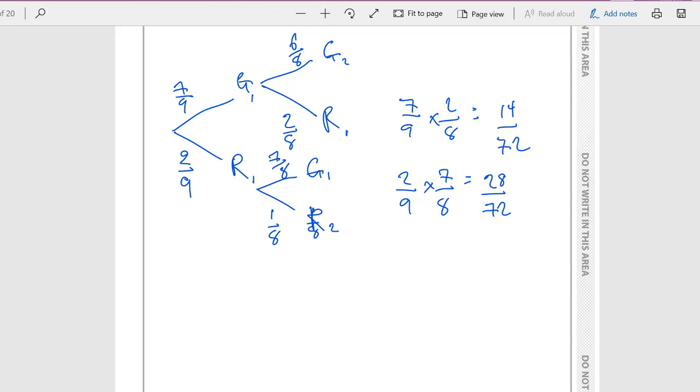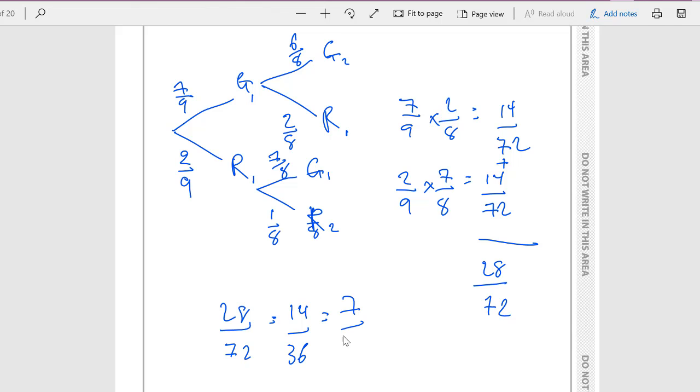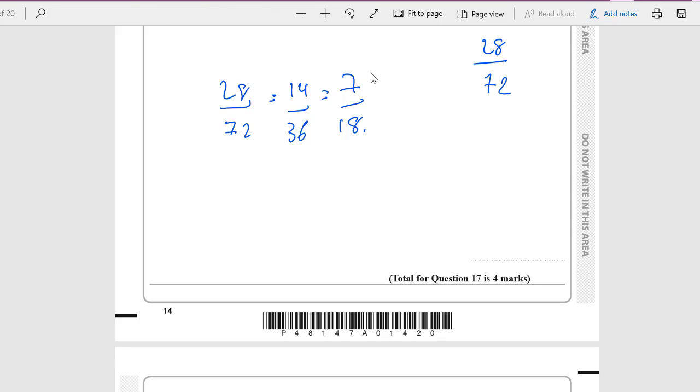Sorry, that's 14, I should say, over 72. If we add those two together, we get 28 over 72. So we can simplify this. That would give us 14 over 36, which gives us 7 over 18. So the answer could be any one of them, but we'll go with the most simplified.